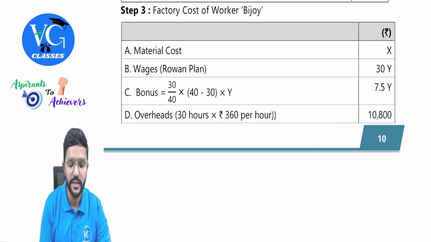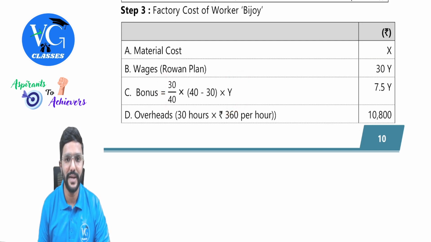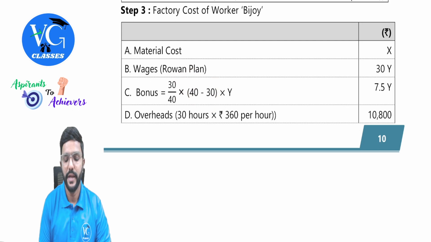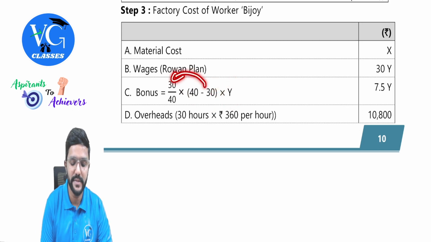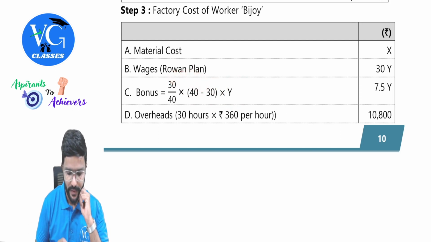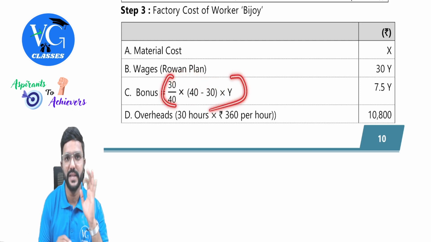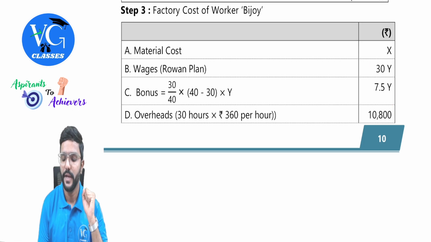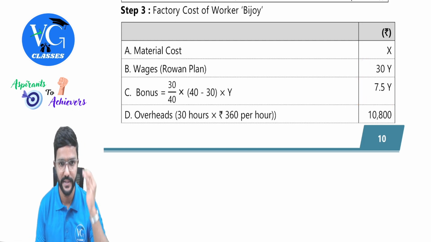Coming to bonus, we need to apply the formula. This is time taken divided by time allowed into time saved into time rate, which is Y. Sir, can we take time saved here and time taken here? Yes, you can interchange. We'll get the same thing. This is only the bonus part. Please be careful. Bonus is done separately here. So we are getting 7.5Y. That is the bonus element. If I add up both, we will get total wages 37.5Y, guys.